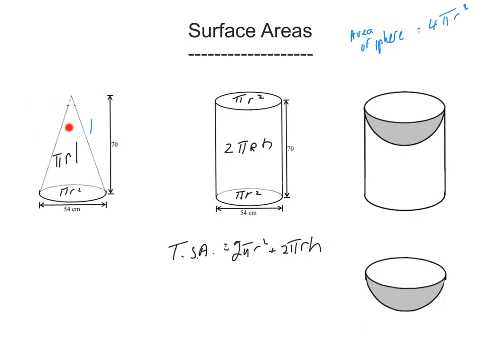Similarly, if we look at the cone here, we have to divide that up into the curved surface area, which is pi r L. This is what you get in your log tables. And of course the flat base here, again it's a circle, so that's pi r squared. So the total surface area of a cone would be pi r L plus pi r squared.